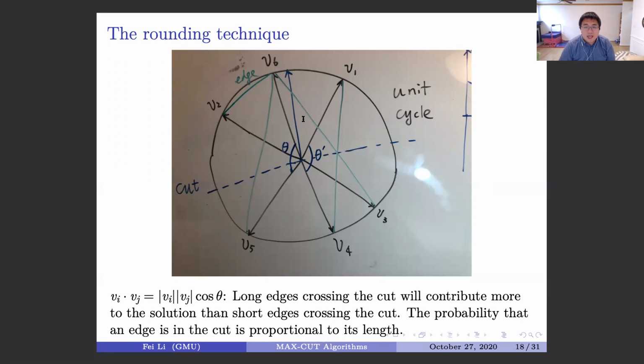So I will go a little faster for this tedious analysis. The idea is that whenever you have all the vectors in the unit sphere, this is all the value that you get from your vector program. And now you would like to map these vectors into integers in order to determine whether the vertex belongs to U or W. So the algorithm is that we just randomly pick a hyperplane to separate those vectors. If the inner products of these vectors are positive, they are put into the same set. Otherwise, they are put into different sets.